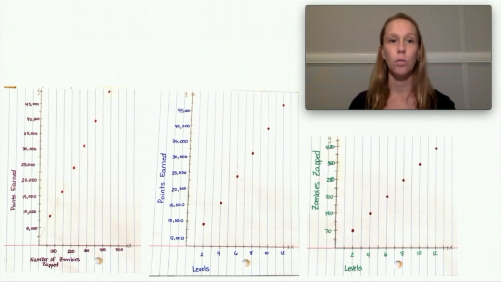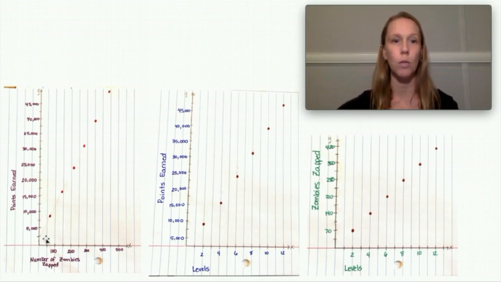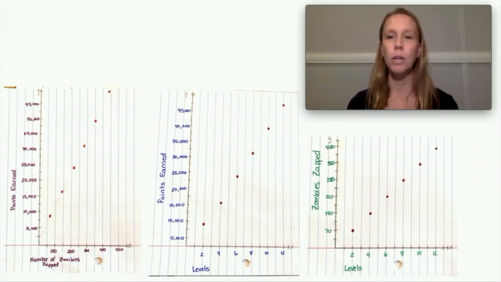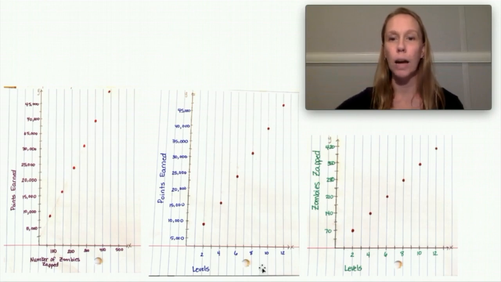And I used points earned for my y-axis in 2 of the graphs. One had the number of zombies zapped on the x-axis and the other had the levels. So again, you can see when I plot those points that they do form a linear relationship. You can probably see where I erased my line just to make sure that I had everything lined up properly. But you can see if I could drill down to the unit rate, I would see that I would have 35 zombies zapped per level right here on my graph.